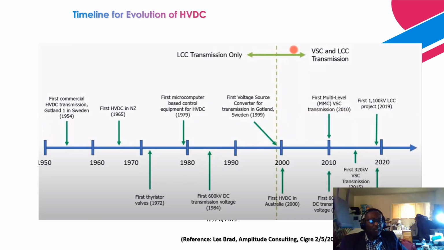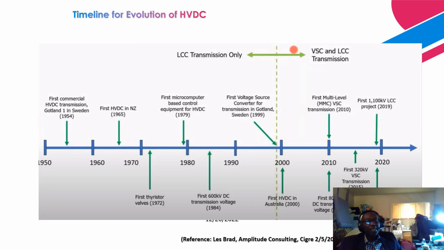On the next slide, we'll talk about the timeline for the evolution of the high voltage DC transmission system. On the left side, right below the year 1999, as you can see, the only technology available was current source converter HVDC, that is, line commutated converters.